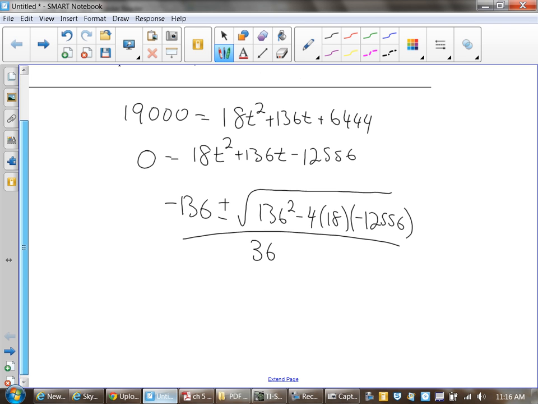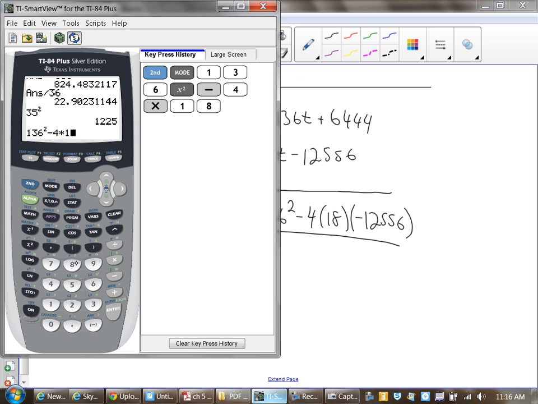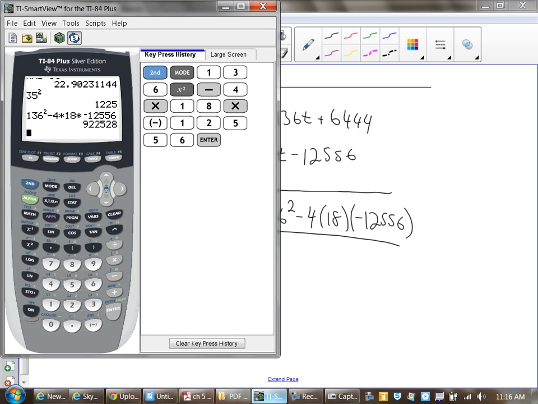Now, when I do all of that work, my discriminant, 136 squared minus 4 times 18 times negative 12,556, gives me this god-awful large number. Do you agree? That's the discriminant. That discriminant is positive, isn't it? How many answers are you going to have? Two. Of what type? Real, not imaginary. Remember, the discriminant tells you the number of solutions and the type. So it's a positive value, and you can have 2 reals.